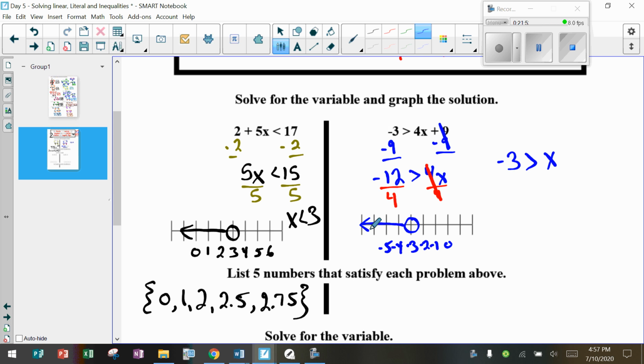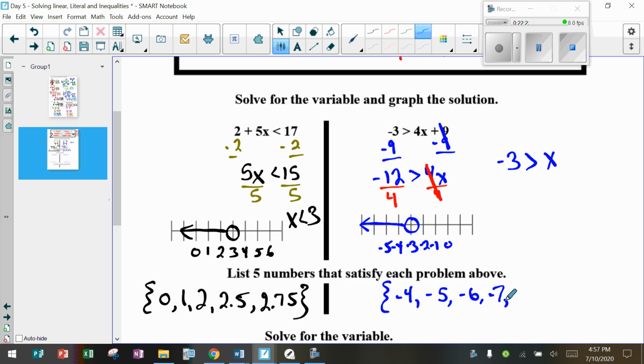So it says list 5 numbers that satisfy each problem above. The largest possible integer, not number, because I'm talking about integers. Integers have no decimals. The largest possible integer that could work here is the -4. And then the next largest, counting down, -5, -6, -7. Those are all integers because there's no decimals.